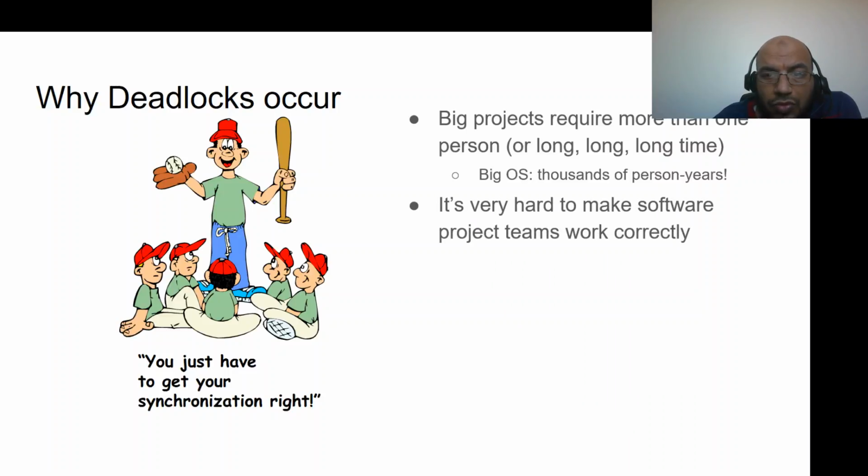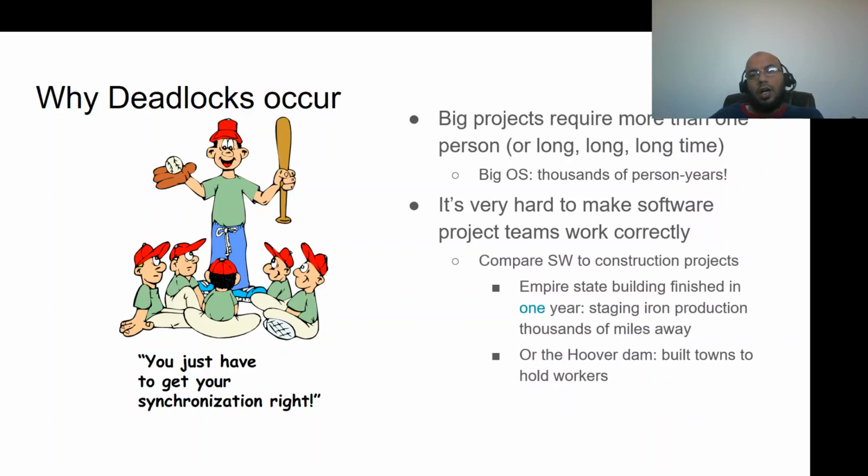So now, from a completely software architecture point of view, big projects require more than one person or a long time, so usually you have parallelism. It's very hard to make software project teams work because people fight, people quarrel, people fall in love, people fall in hate, and it's just a mess.